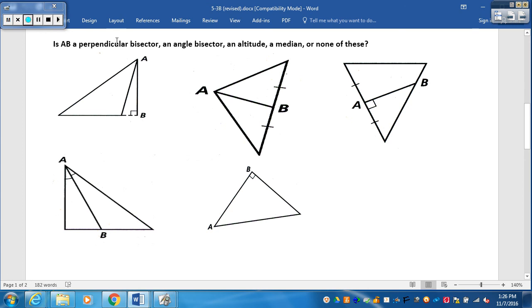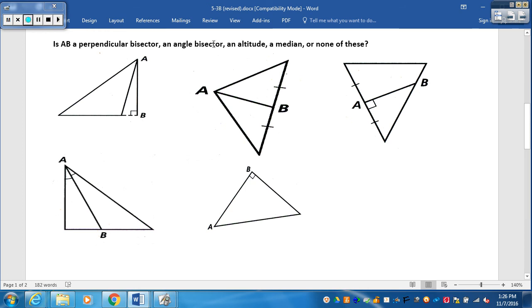Perpendicular bisector. Remember, it forms a right angle and cuts the side in half. So right here, I see a right angle, but it doesn't cut a side in half. This one cuts a side in half, but we don't know if that's a right angle. This one right here, right angle, cuts a side in half. We know that AB right here is a perpendicular bisector. This one, we don't know if it cuts this side in half, and it doesn't look like a right angle. And this one does look like a right angle, but it definitely doesn't cut this side in half. Okay, so again, this one is the perpendicular bisector.